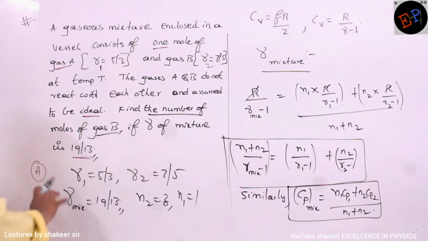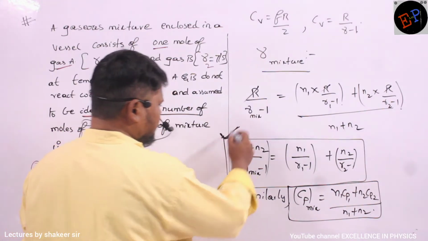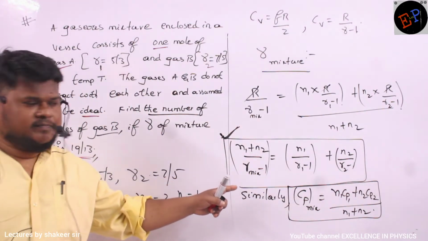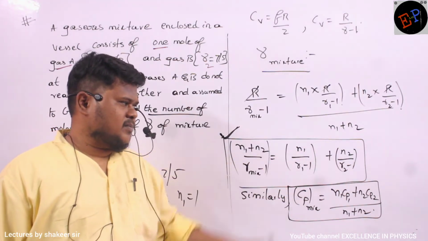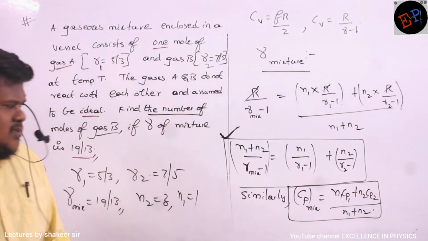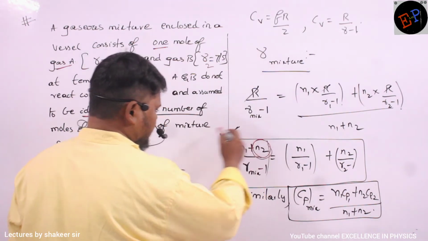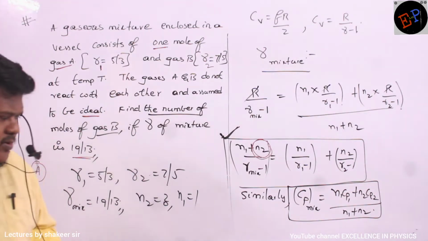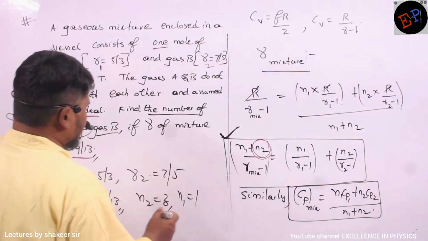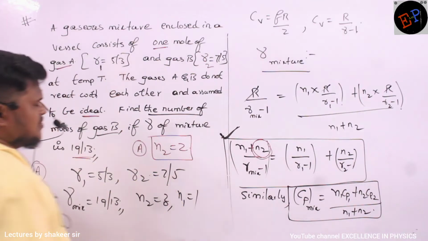Now where do you find all these parameters? In this relation: (N1 plus N2) divided by (gamma mixture minus 1) is equal to N1 by (gamma 1 minus 1) plus N2 by (gamma 2 minus 1). Just substitute; what we are supposed to calculate is the N2 value. All the remaining values are present. If you substitute, I am writing the answer directly: the N2 value you should get is 2.